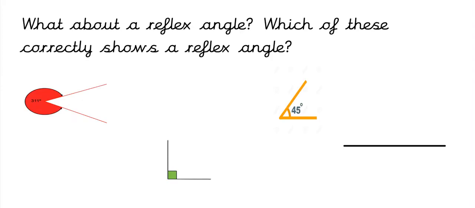Okay, so what about a reflex angle then? Which of these correctly shows the reflex angle? We've got this one here, this one here, this one here, and this one here. We can limit it slightly because we already know that this one here is a right angle because its lines meet perpendicular to each other, and it's got a square for the angle box. If it's got a square where the angle is, that means it is a right angle. So that is 90 degrees.